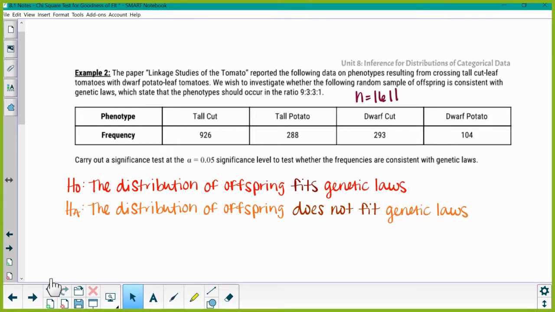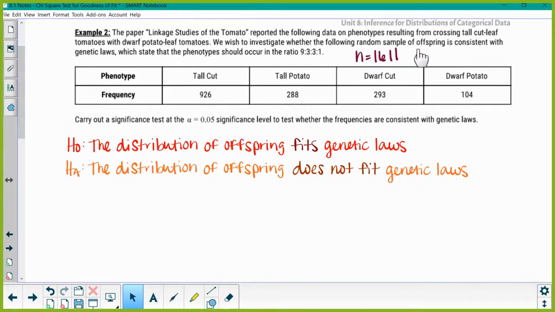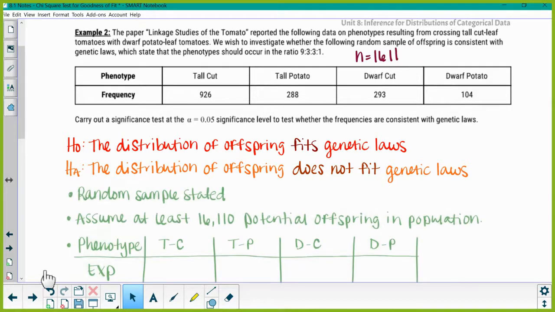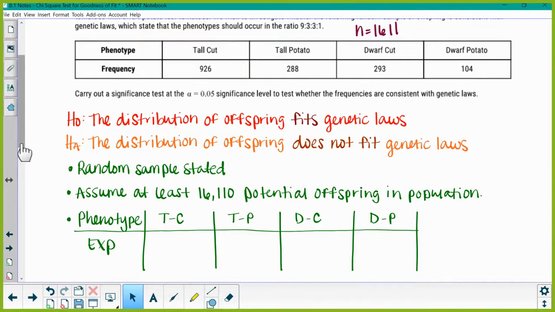For our assumptions and conditions, we are going to first see if it's random. I do have a random sample of offspring. I went ahead and added all of our sample together, 1,611. This is talking about plants in general, so I can assume that there are at least 16,110 potential offspring in the population, especially with how many we've got in our sample to begin with. I could assume that this number gets pretty large. So I went ahead and said the 10% condition was satisfied.